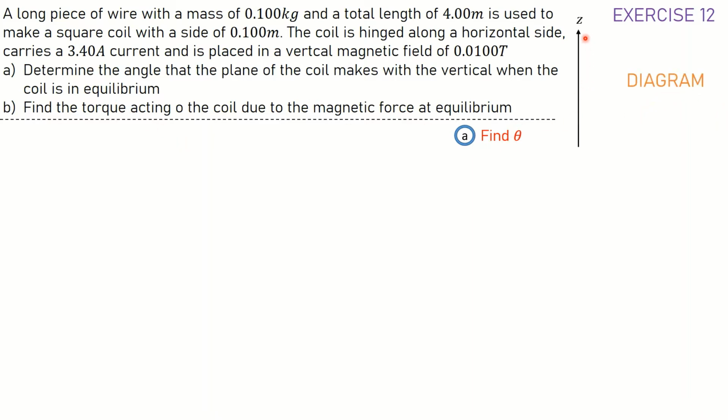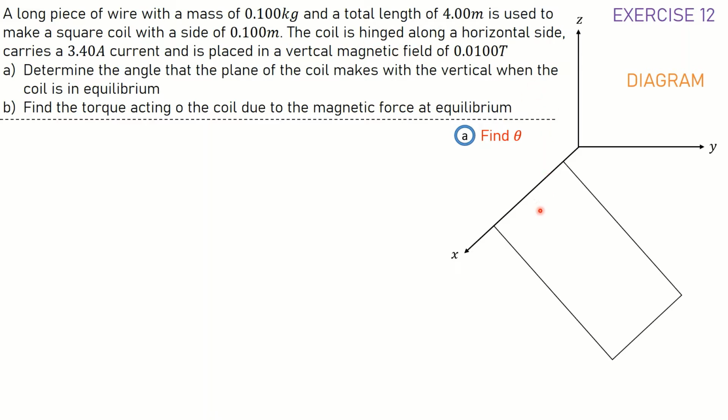We have our reference frame, we have the Z, we have the Y, and then we have the X. Now we have a long piece of wire which has this mass and this length, used to make a square of this side. The coil is hinged along a horizontal side, so I represent it as this. Now from there we are finding theta, which is the angle that the plane of the coil makes with the vertical. To find that, I will first of all look for the angle that it makes with the horizontal, and I'm going to call it beta.